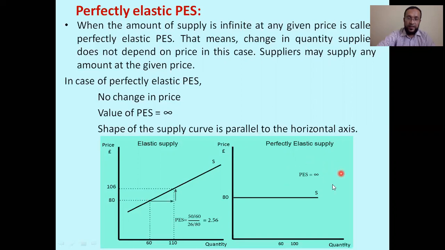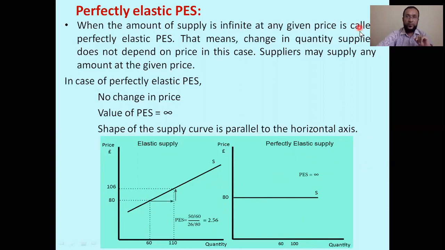Since we are not getting the value of percentage change in price, we cannot find out the value of percentage change in quantity. Percentage change in quantity supplied we can find out, but since we are not getting the percentage change in price, we are not getting the value of PES. So the value of PES will be infinity. So this is the comparison between perfectly elastic supply and elastic supply.